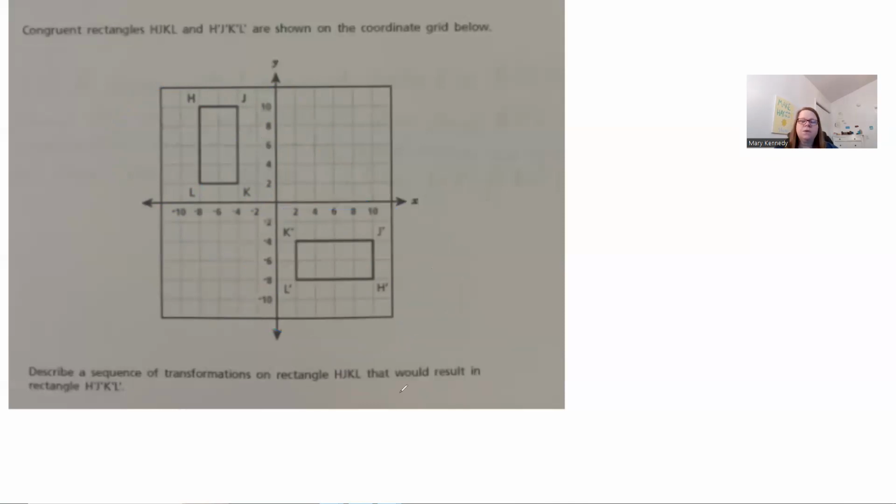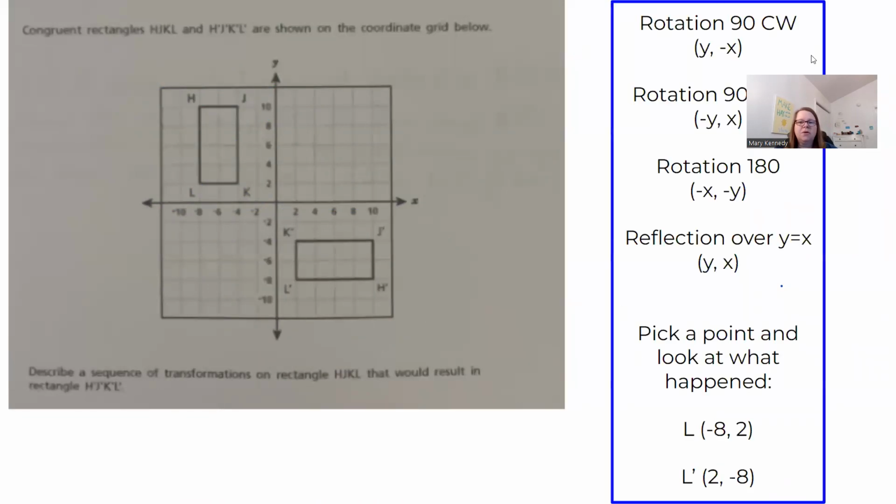So, there's a lot of things to consider. I would say, look at all of these possibilities here and ask yourself if any of these is what's happening. I mean, maybe it's this, maybe there's several steps to getting to this place. To me, I see one that seems much more straightforward, but I would pick a point like L. L is at -8, 2.